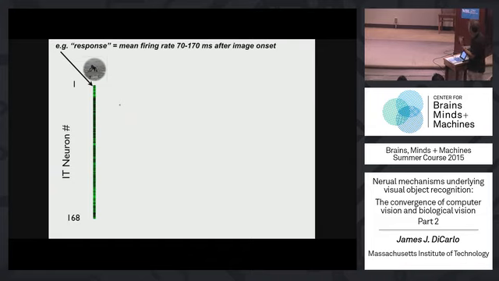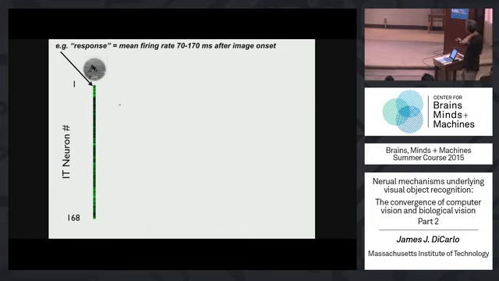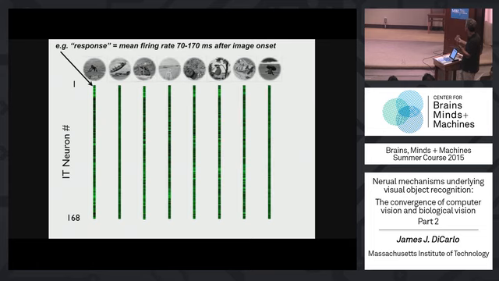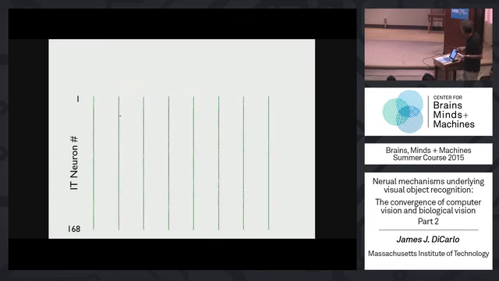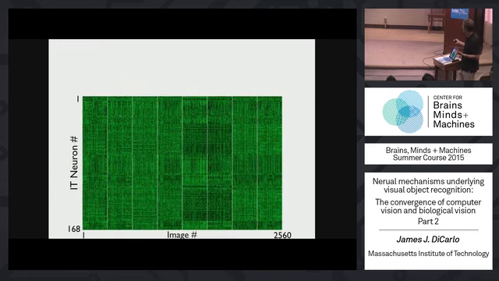And here's an example of the kind of data we would get. This is 168 IT recording sites. This is similar to what I showed you earlier. This is the mean response in a particular time window out of IT, similar to what I showed you earlier in that study with Gabrielle. I'm just showing you this to give you a feel. That's one image. Here's 7 more images. And these are just the population vectors in a graphic form. But we actually collected nearly 2,560 images. This is the mean response data of these 168 neurons.